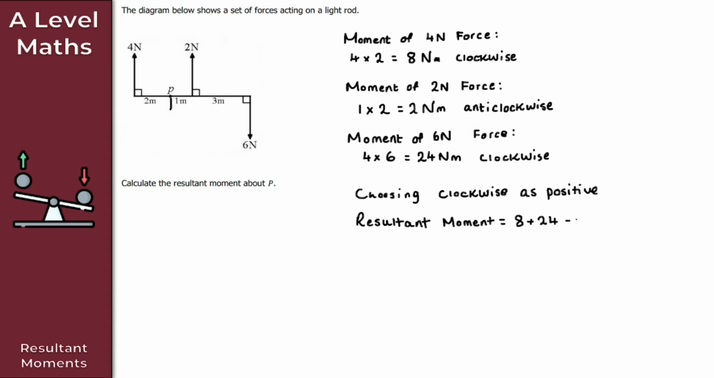We get 8 plus 24 minus 2, which is 30. So we get 30 Newton meters, and that will be clockwise because it's positive. So 30 Newton meters clockwise. And there we have it. Nothing too challenging: just work out the moment of each individual force, choose a direction as positive, either clockwise or anti-clockwise, and then you can easily find the resultant moment by considering the sum of each force. That gives us the solution to question 1.